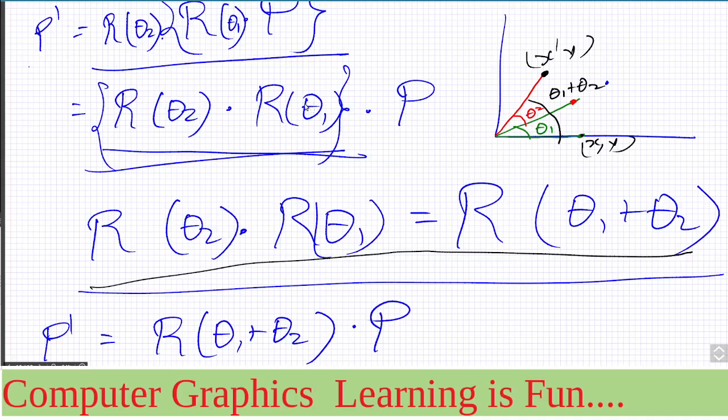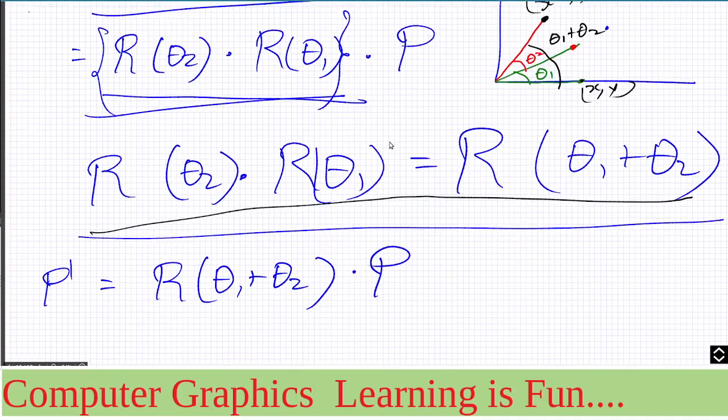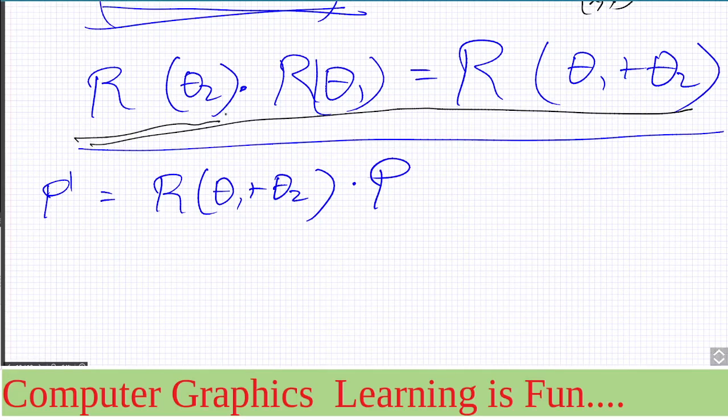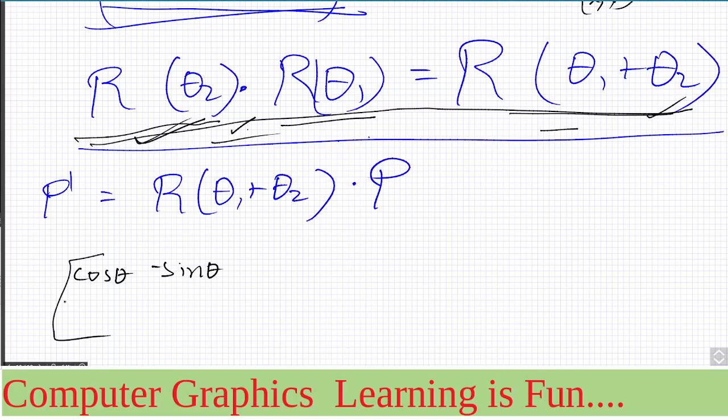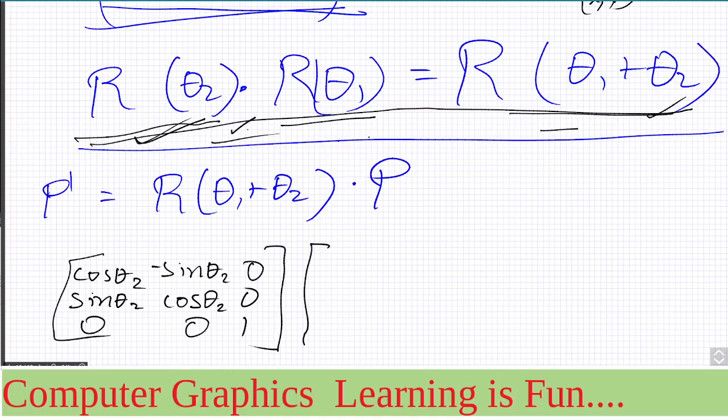How can we verify it? We have a rotation matrix, we have another rotation matrix. We have to multiply these two rotation matrices and see whether the result is similar to this or not. What is the rotation matrix? The rotation matrix is cos theta, minus sin theta, and sin theta, cos theta, with 0, 0, 1 in the last row and column. This is theta 2, your first matrix, multiplied with the second one.